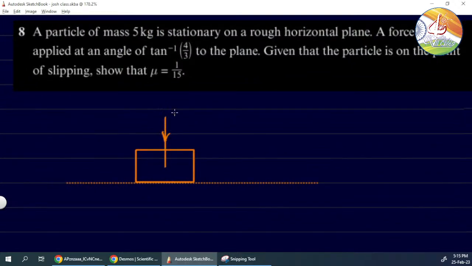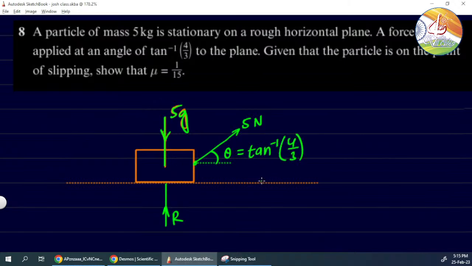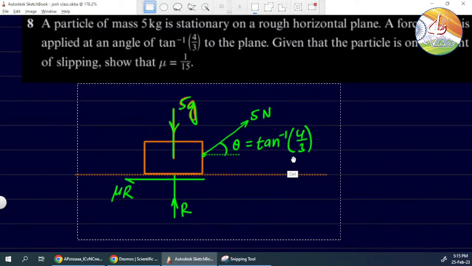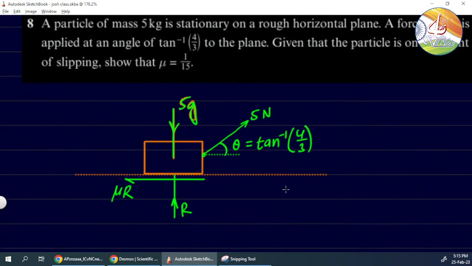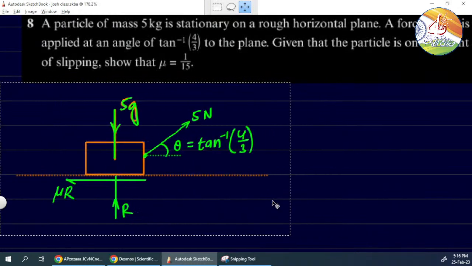The downward force will be how much? 5g. Reaction upwards will be R. Then the force of 5 Newton is acting at an angle, let's say theta. So this angle theta is equal to tan inverse 4 by 3. Given that the particle is on the point of slipping, the particle is about to start moving. That means friction is equal to limiting friction, so mu times R. These are all the forces that are acting on the object. So let us start solving it.